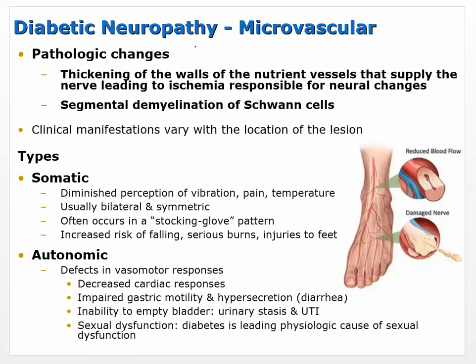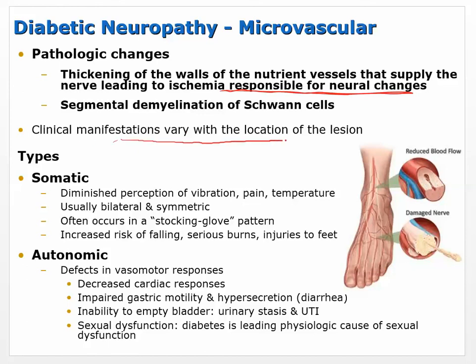Okay, so diabetic neuropathy. I already went through this, so I'll go through it again quickly. The pathological changes are thickening of the walls of the nutrient vessels, the vessels providing blood to the neuron, that supply the nerve, leading to ischemia, and that's responsible for neural changes. So it's the microvessels supplying the blood to the neurons, not direct damage of the neurons, it's cutting off the blood. So it can cause segmental demyelination of Schwann cells.